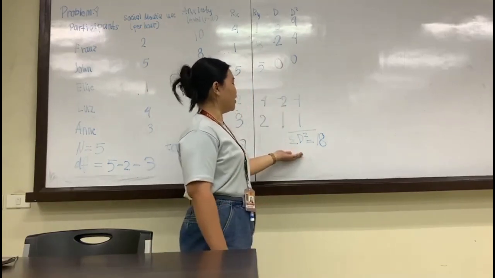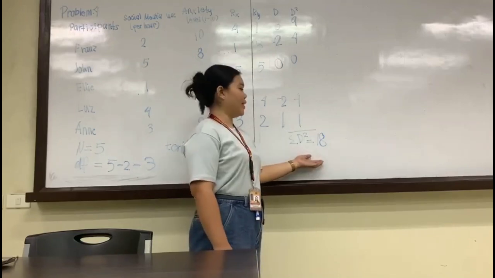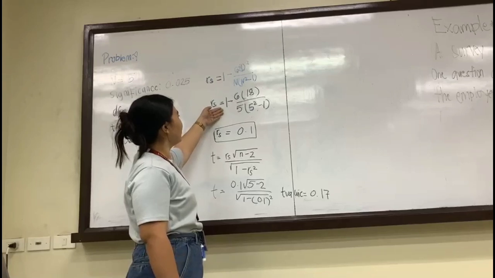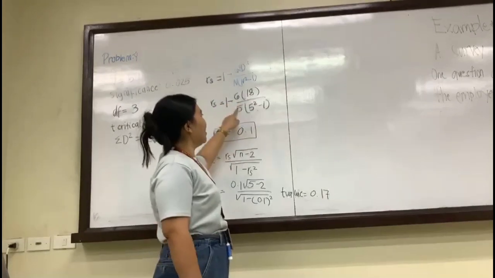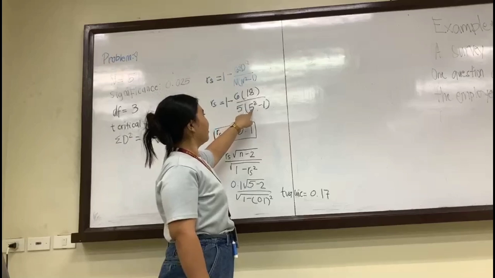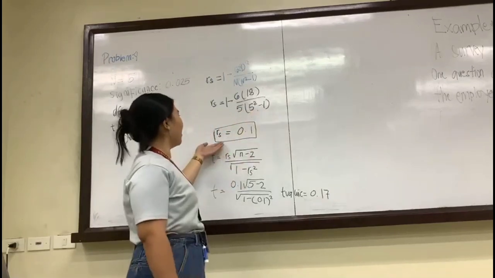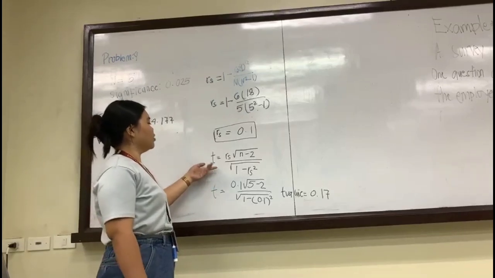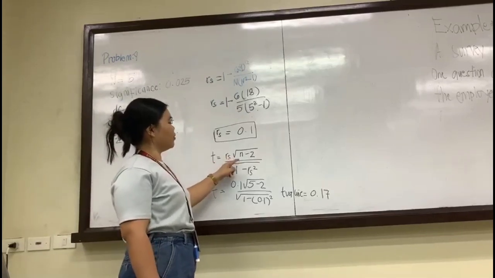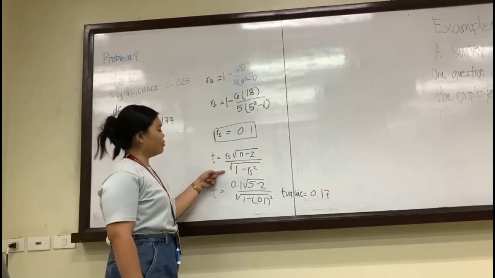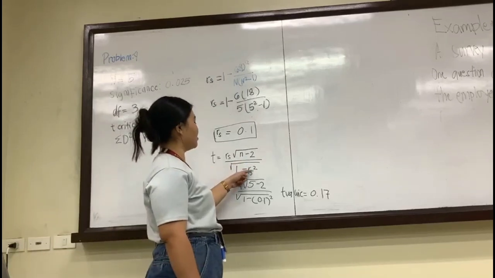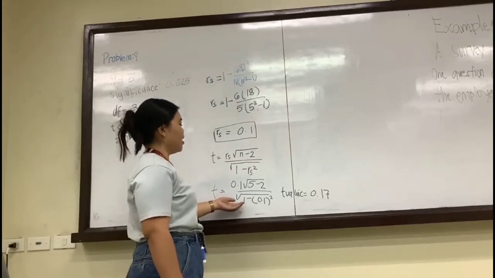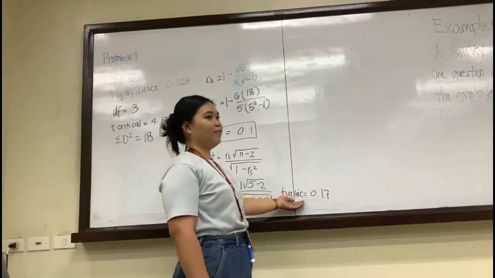So the summation of d squared is equal to 8. We formulate it. So r sub s is equal to 1 minus 6 times 8 over 5 times 5 squared minus 1. So our r sub s is equal to 0.1. And then for our t value, we do r sub s times square root of n minus 2 over square root of 1 minus r sub s squared. So these are our answers. And this is our t value, 0.7.